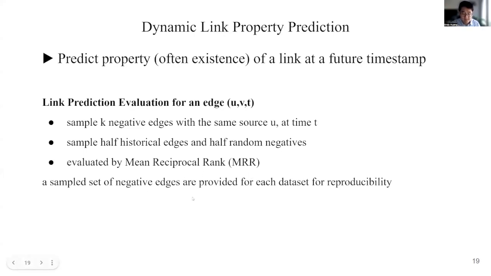Yeah, and then just a footnote that we provide all the negative edges for each of the datasets for the link prediction task. And all these are pre-generated negatives. So when you download datasets, they will be downloaded automatically as well.